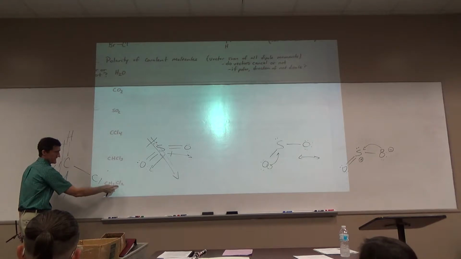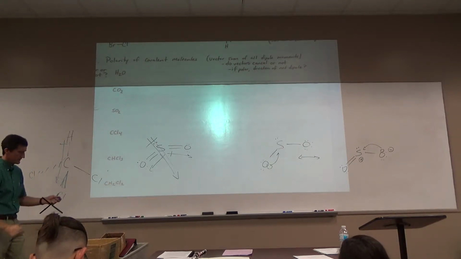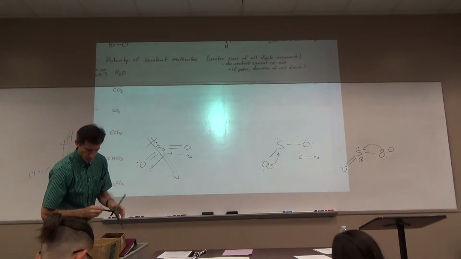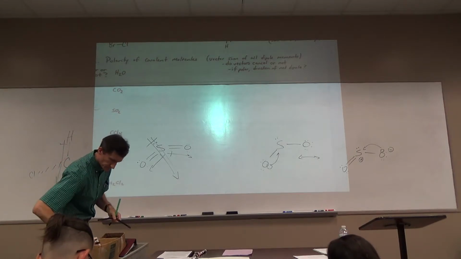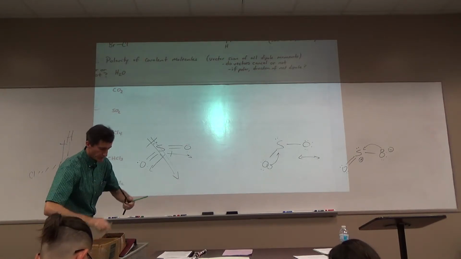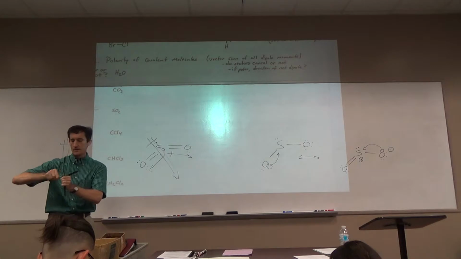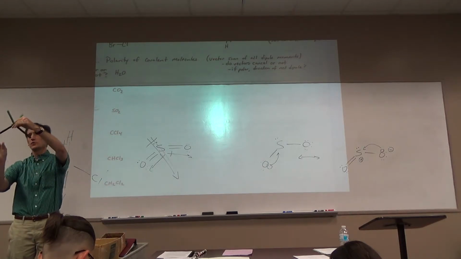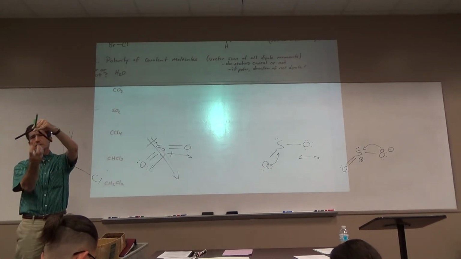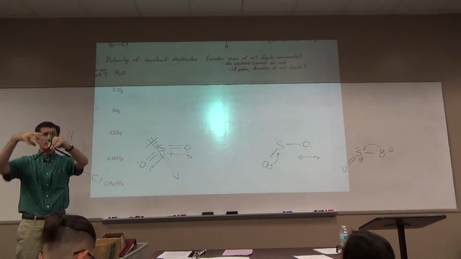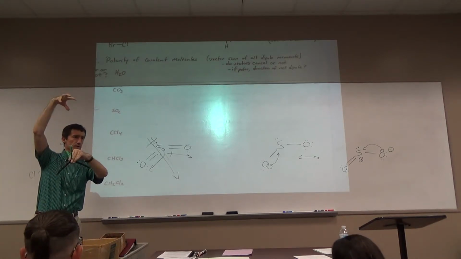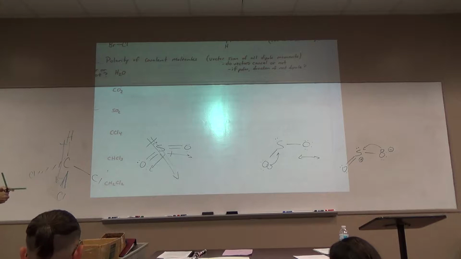What about dichloromethane? Dichloromethane. So if we had 2 hydrogens, 2 chlorines, 1 pulling here, 1 pulling here. Again, a net dipole straight down. Not going to be canceled by anything going this way. Okay.